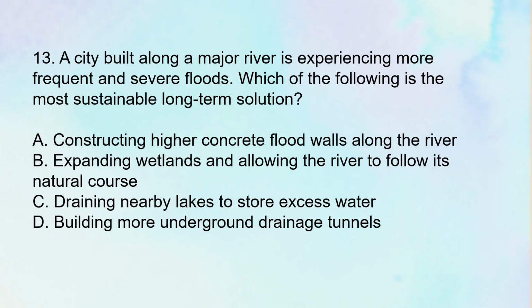Number 13. A city built along a major river is experiencing more frequent and severe floods. Which of the following is the most sustainable long-term solution? Letter A, constructing higher concrete flood walls along the river. Letter B, expanding wetlands and allowing the river to follow its natural course. Letter C, draining nearby lakes to store excess water. Or letter D, building more underground drainage tunnels.